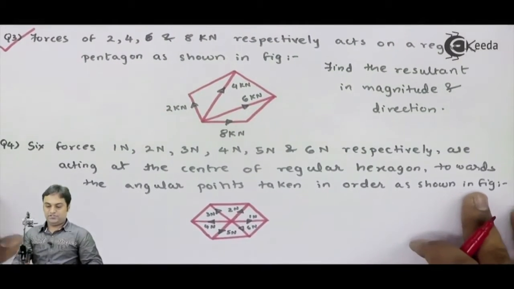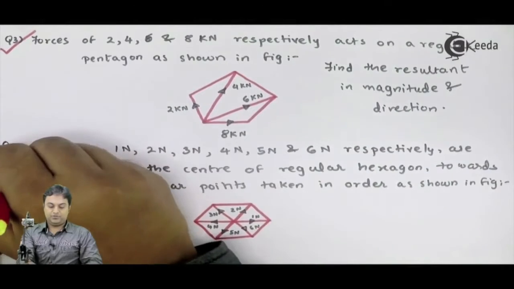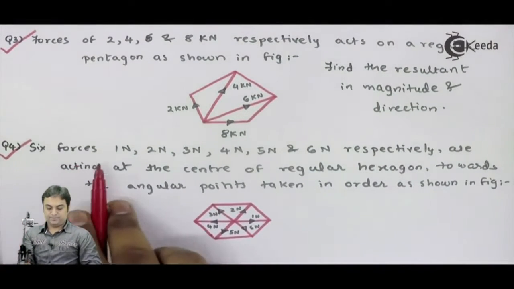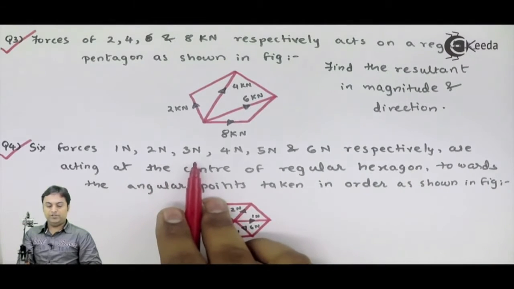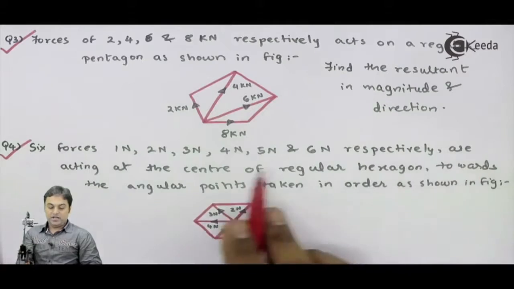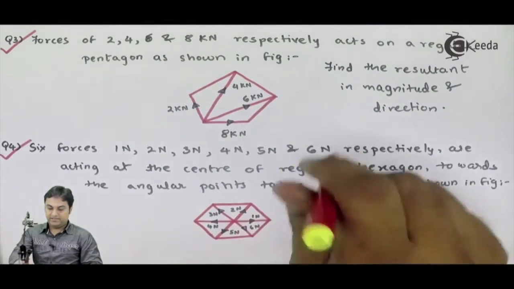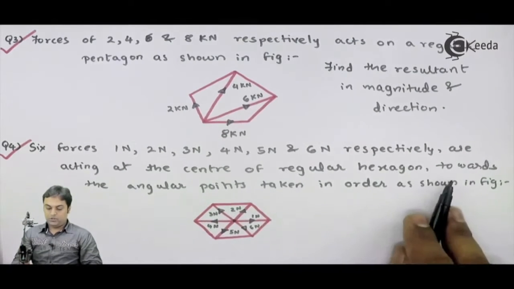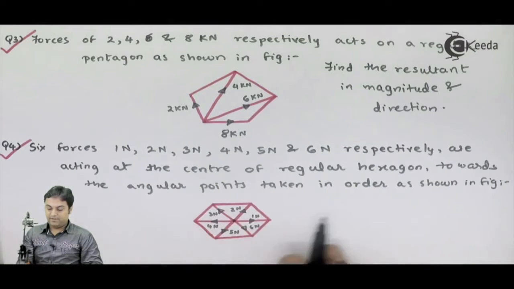Let us take the next question. That is question number 4. I am marking this question. Let us read the question. Six forces 1 Newton, 2 Newton, 3 Newton, 4 Newton, 5 Newton and 6 Newton respectively are acting at the center of a regular hexagon towards the angular points taken in order. Here is the diagram as shown in the figure.